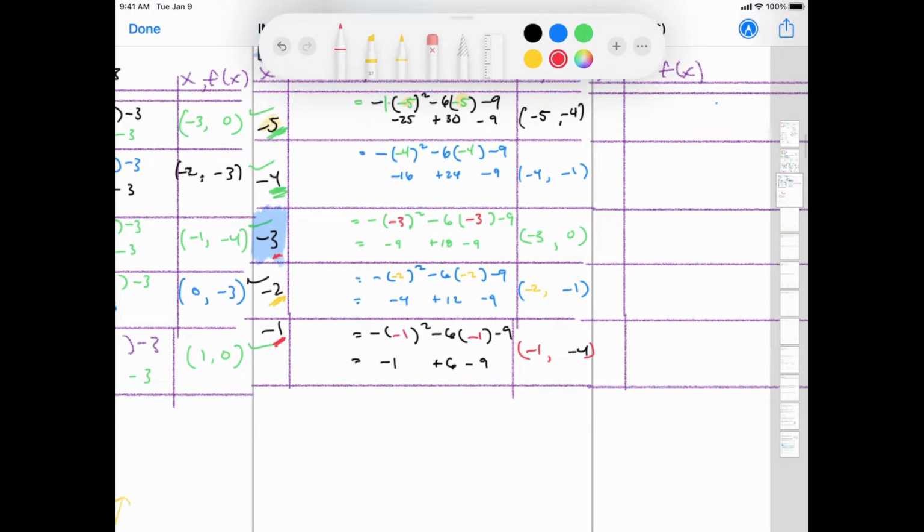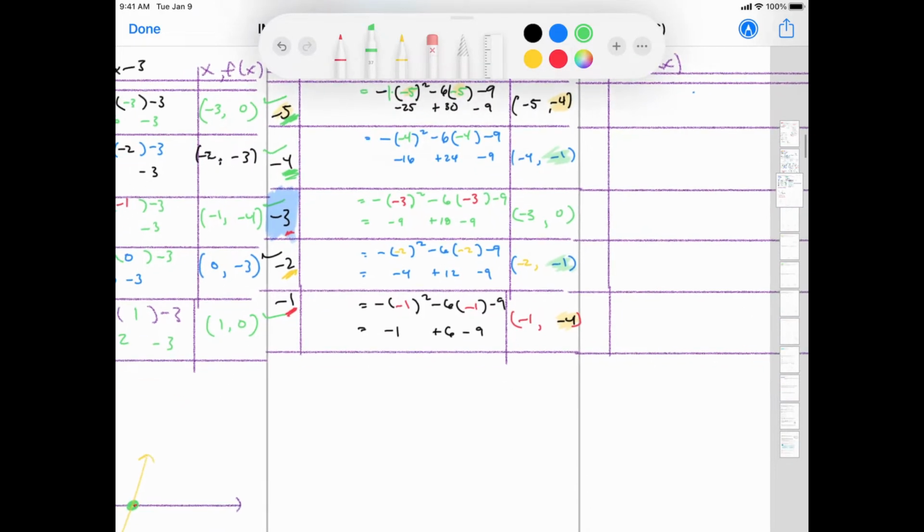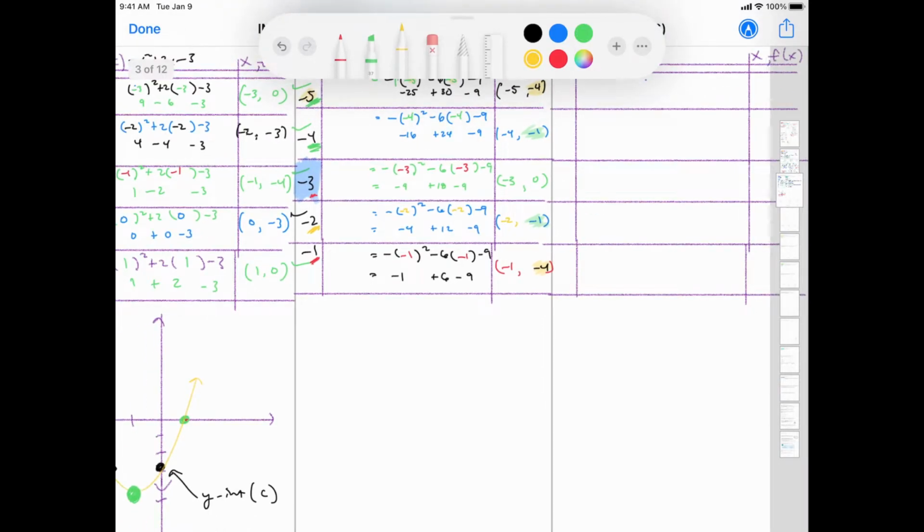And I want to point out something. Do you guys notice here in black, my answers are the same here? The blues, did you notice that? I hope you did. All right.